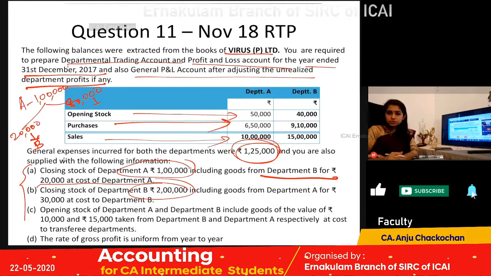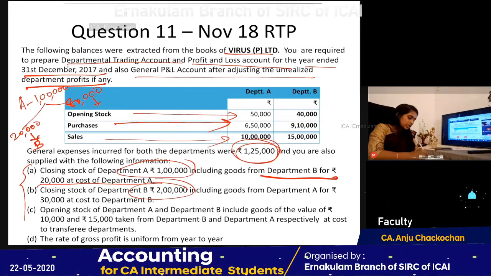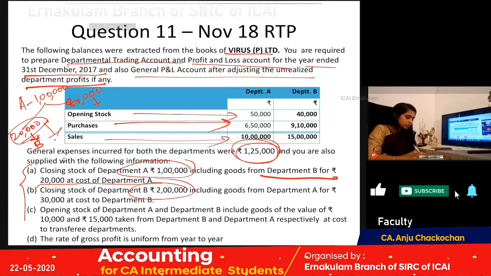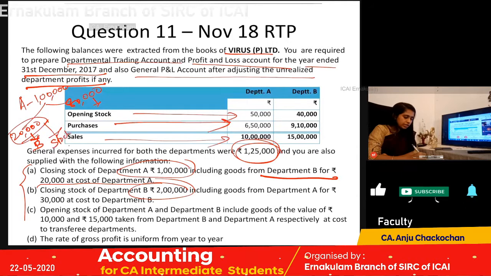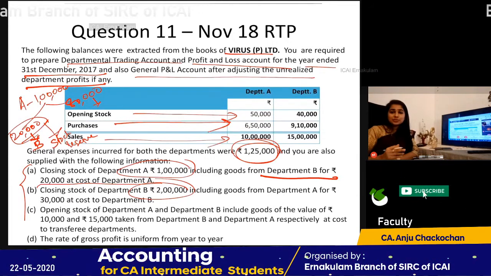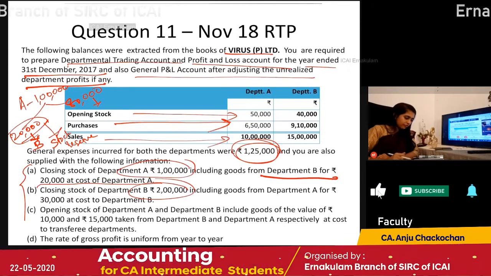Why is this amount given? The reason being, it is on this 20,000 that we will have the concept of unrealized profit or stock reserve. Okay, it is in this 20,000 that we have the concept of stock reserve. So is that point clear, everybody?